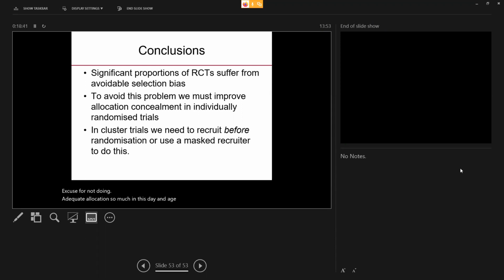We've written a paper to the BMJ about it. I've suggested that the major journals should stamp it out by giving a date after which they will not publish trials that use sealed envelopes, within 3 years. So that's one way of stamping it out or mitigating the problem enormously. And in cluster trials, you either need to recruit before randomization or use a masked recruiter to do that.